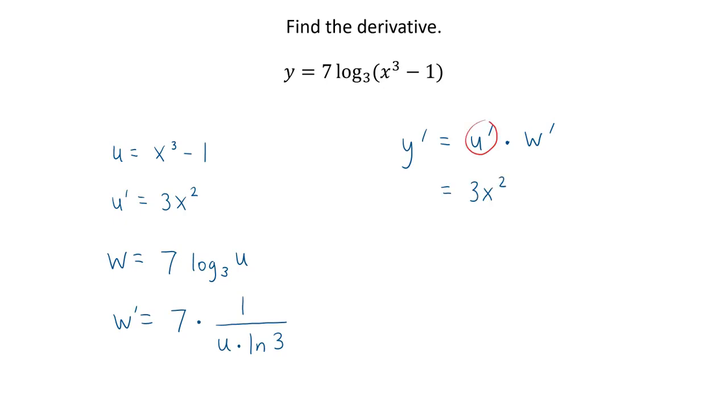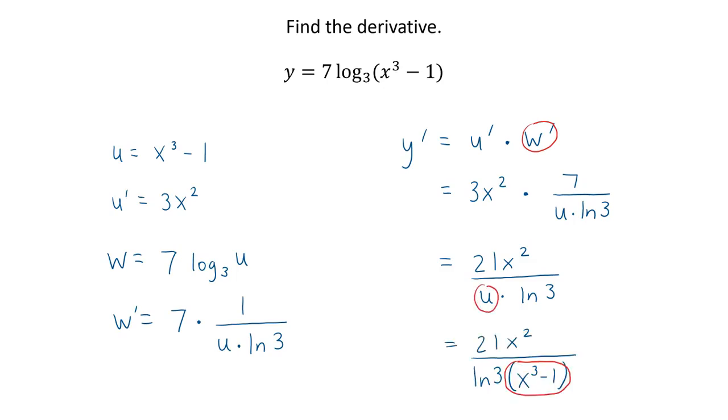U prime is 3x squared, and we multiply that by w prime, which is 7 over u times ln 3. Carrying out the multiplication gives us 21x squared over u times ln 3. And now everywhere we see u, we substitute back in x cubed minus 1. And that gives us our final derivative of 21x squared over ln 3 times the difference x cubed minus 1.